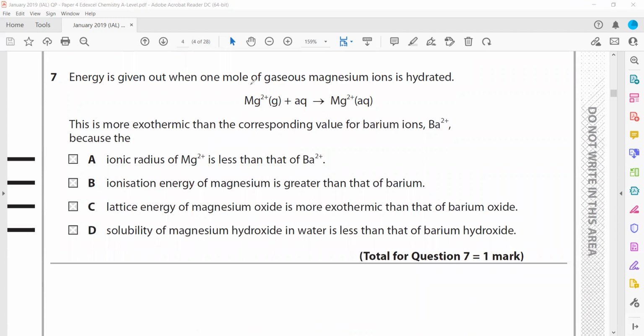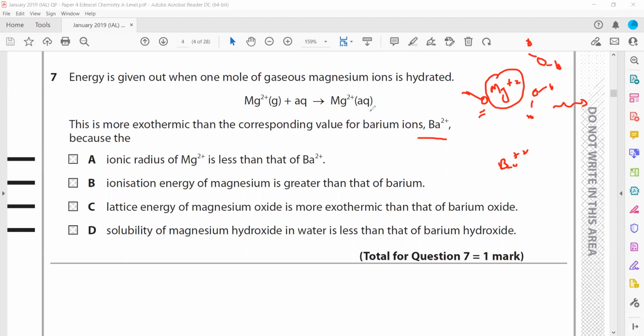Energy is given out when 1 mole of gaseous magnesium ions is hydrated. This is more exothermic than the corresponding value for barium. Why does magnesium release more energy as compared to barium when water molecules surround it? Because magnesium is smaller in size, so it forms a stronger bond with the oxygen present in the water. As a result, more energy will be released.